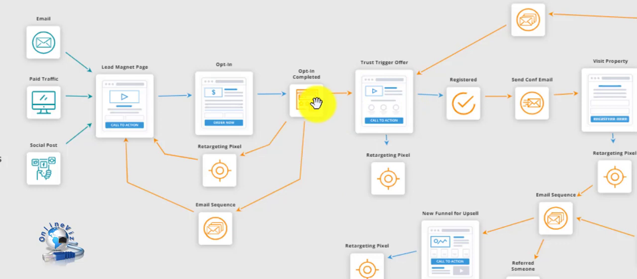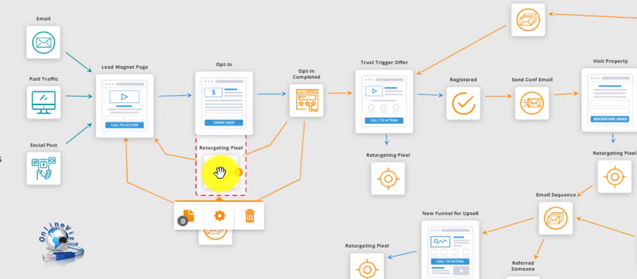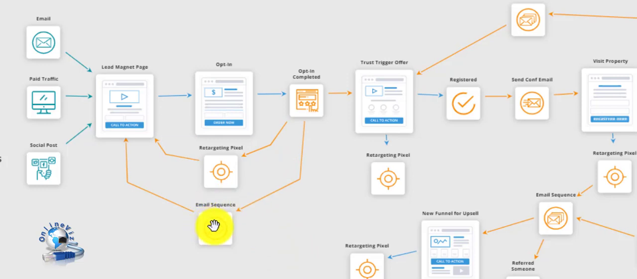So if they came here and completed it but didn't go to your trust trigger, then we just keep bringing them back around. The retargeting pixel also allows us to retarget them for other offers or other things that you might be able to do. And I have another training on retargeting.